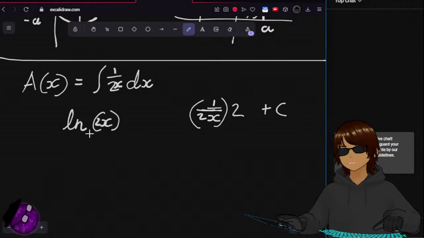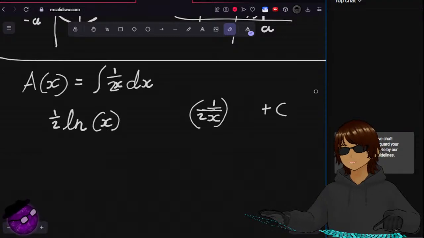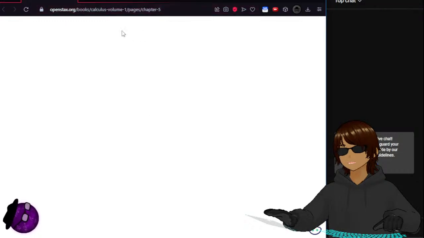Okay. Hmm. Or maybe if I do times half, the derivative of this is just 1 over x. I think it's half ln of x. Let's see. Answer key 209.